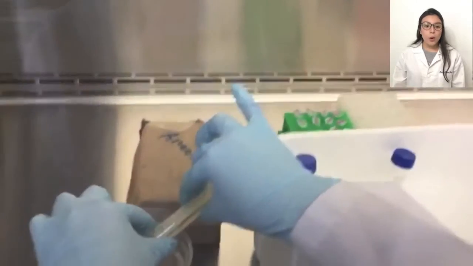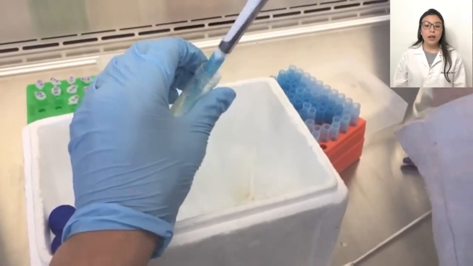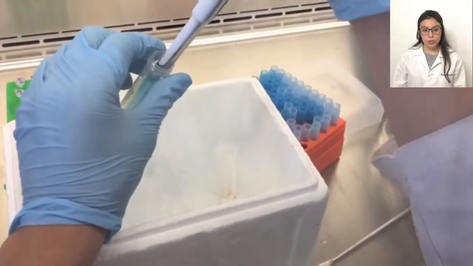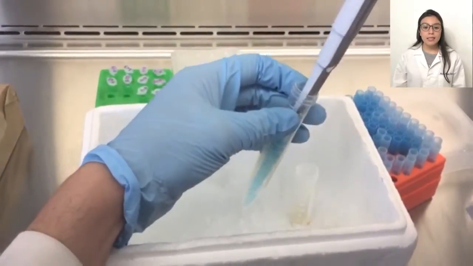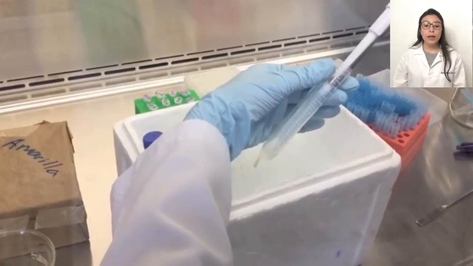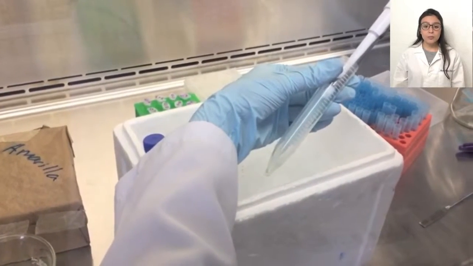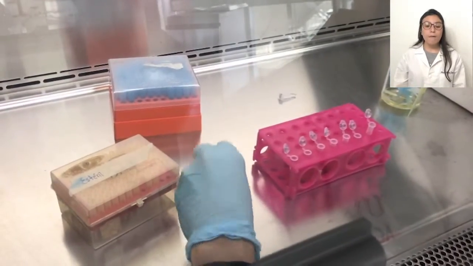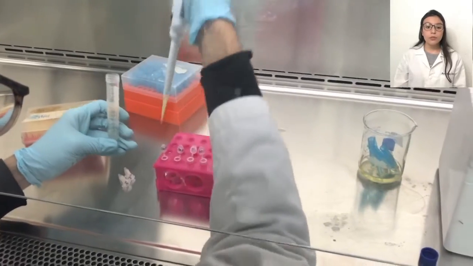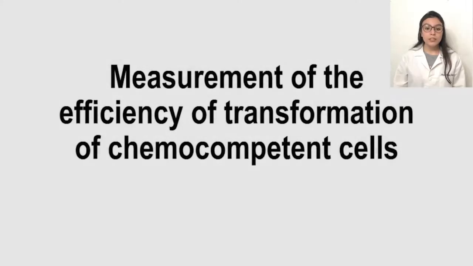1. Once the cell pellet is obtained, remove the supernatant. Resuspend the pellet of bacteria in 10 ml of cold 10% glycerol solution. 2. Incubate on ice for 10 minutes and centrifuge at 6,000 revolutions per minute, 4 degrees Celsius, 10 minutes. 3. Remove the supernatant and resuspend the pellet in 2 ml of cold 20% glycerol solution. And finally, prepare aliquots of 200 microliters and store at minus 70 degrees Celsius.